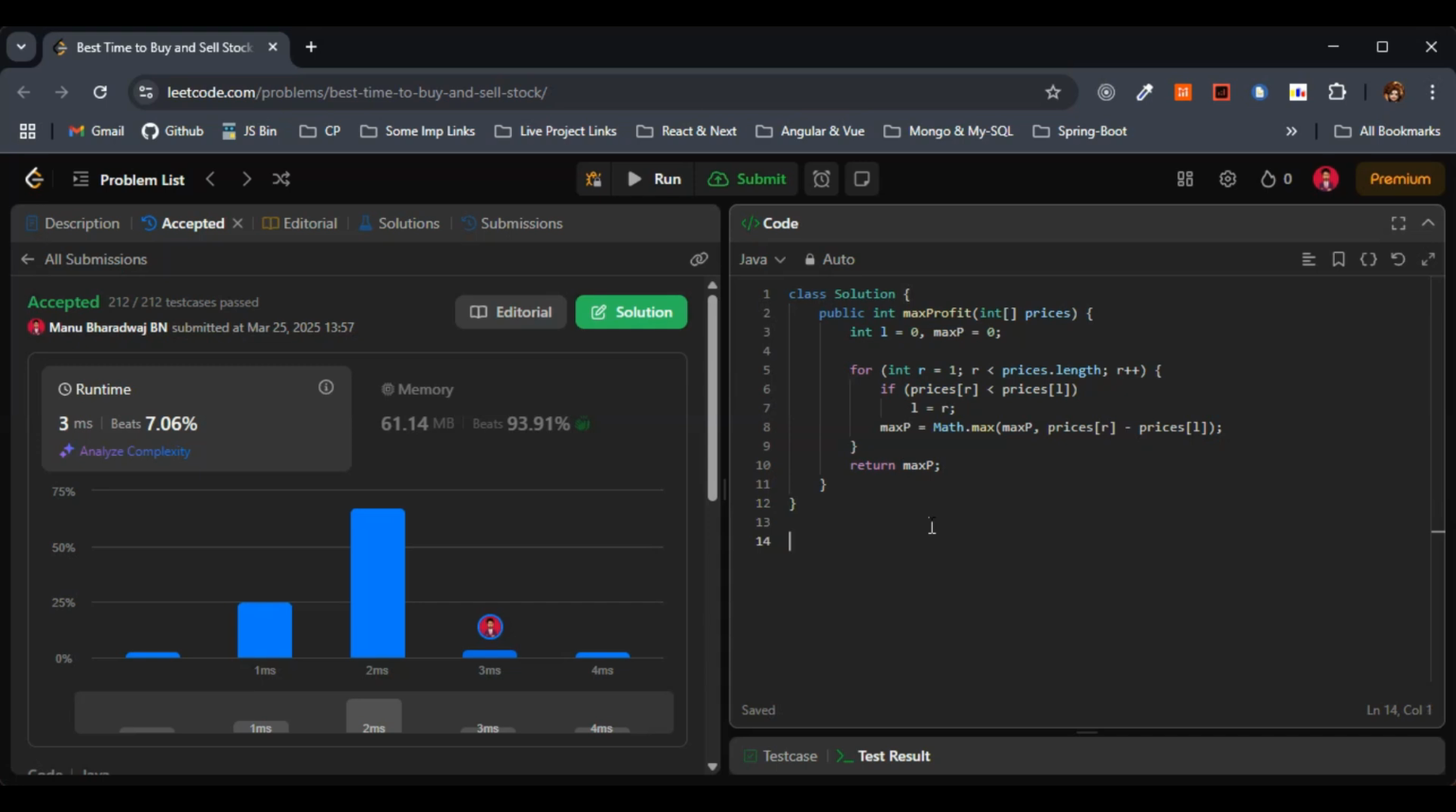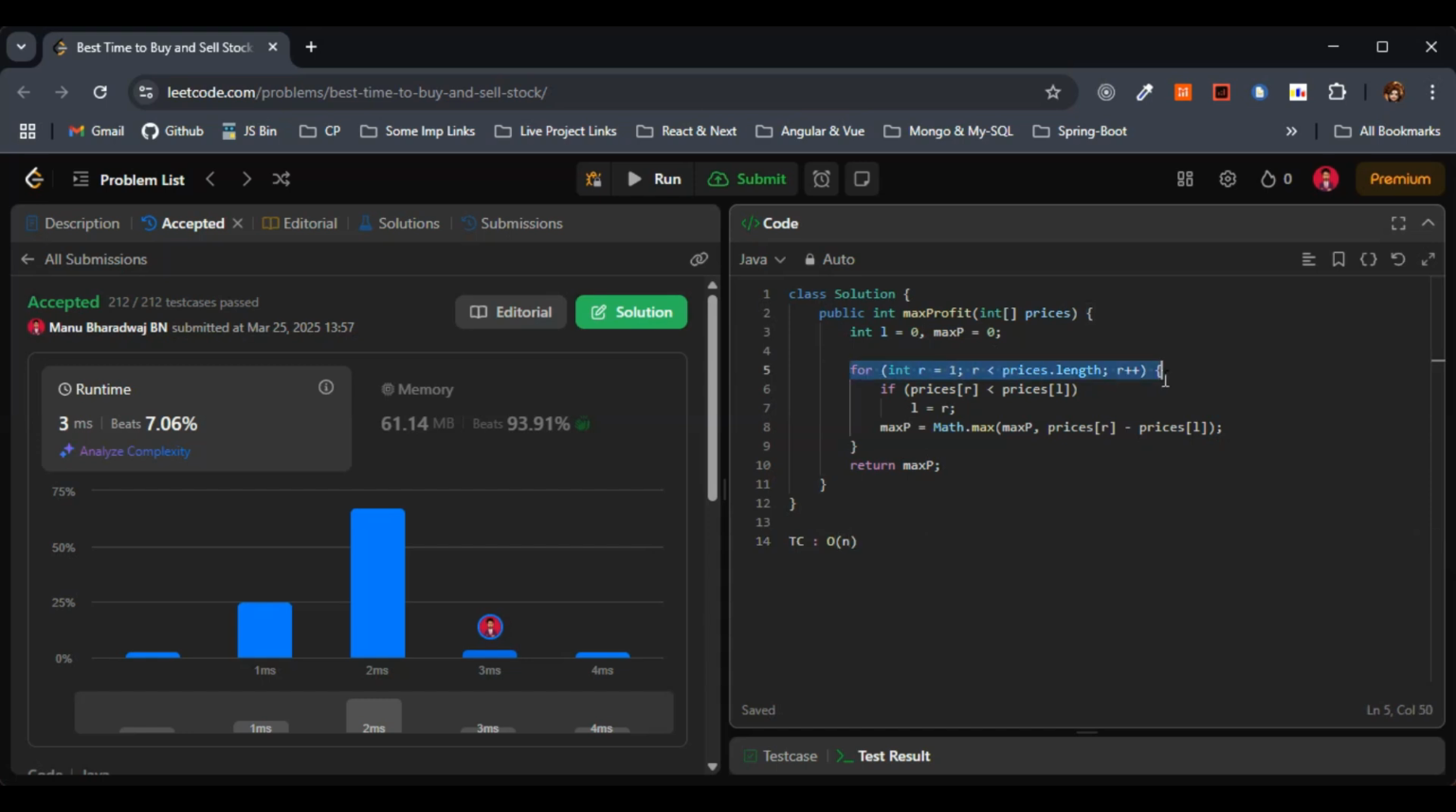So let's quickly discuss the complexities for the code that we have written. First thing, we know that we went with the sliding window or two pointers approach. So the overall time complexity here is big O of n. Why is it big O of n? Because we are traversing through the array once.